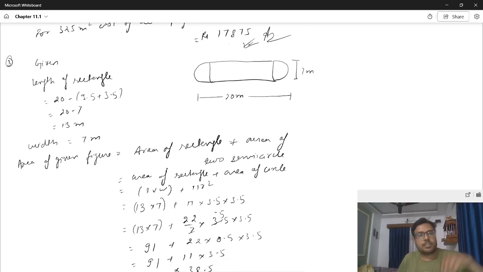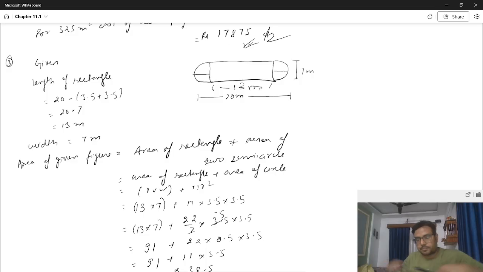Now what is given in this question? The length of the rectangle. This is given as 20 less 3.5 less 3.5, where this is 3.5 and this is 3.5, the radius of the semicircle. So this comes to be 20 minus 7, which is 13 meter.